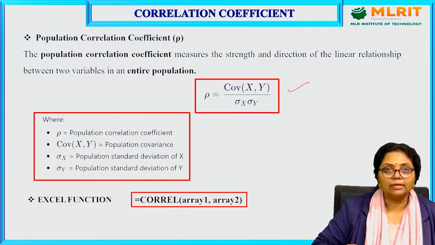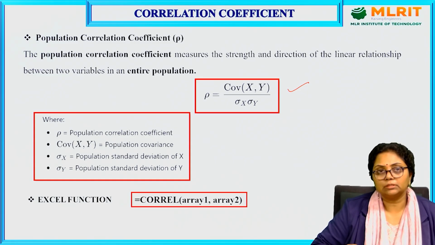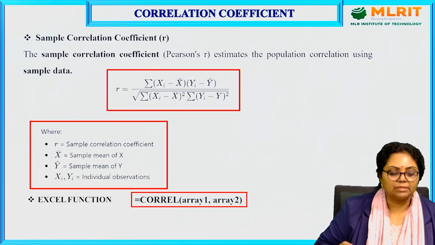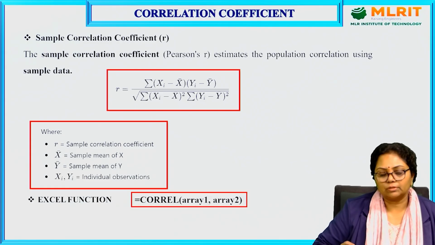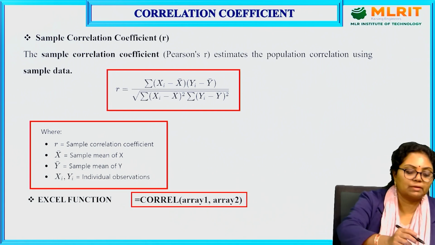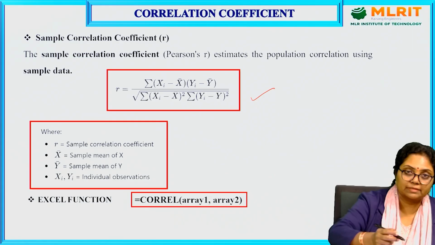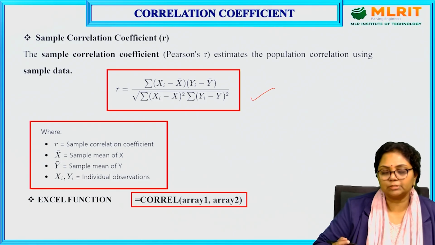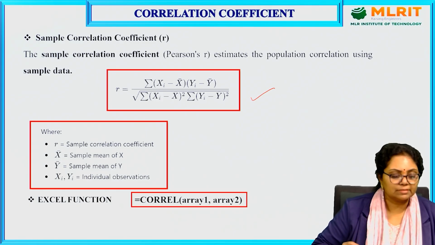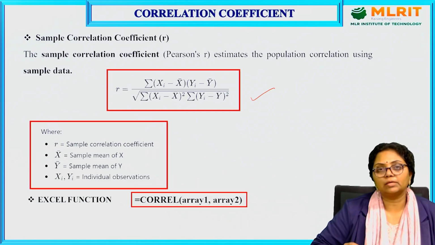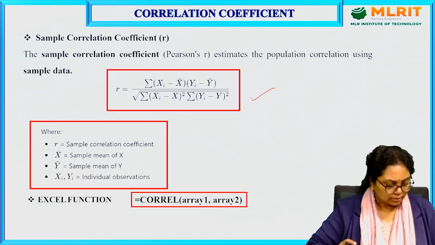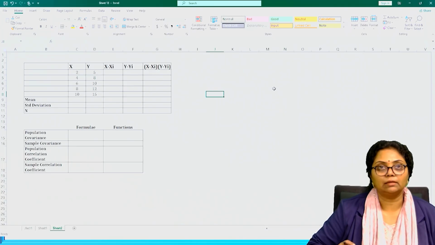Similarly, for the sample correlation quotient, though the Excel function is the same, there is a little change in the formula: summation of xi minus x bar into yi minus y bar, divided by the square root of the summation of xi minus x bar whole square into the summation of yi minus y bar whole square. We can also do it the way we did for the population correlation quotient, and this also gives the same answer. The default function in Excel is CORREL, array 1, array 2. Now let us switch to Excel and see.